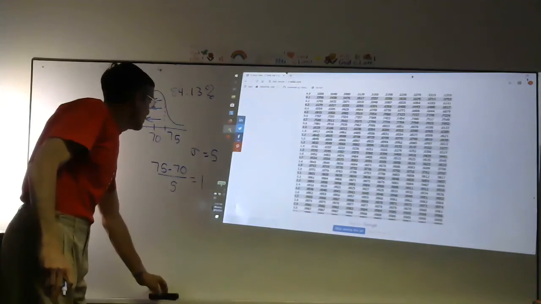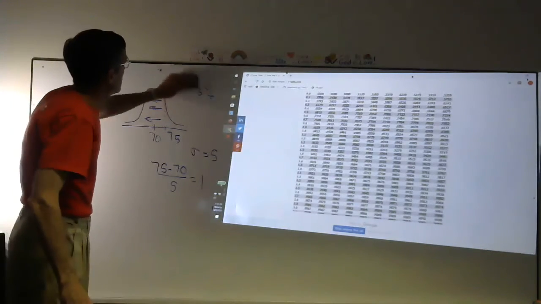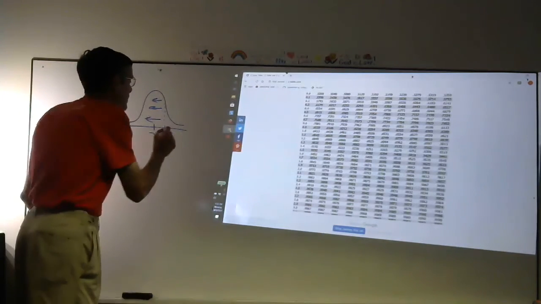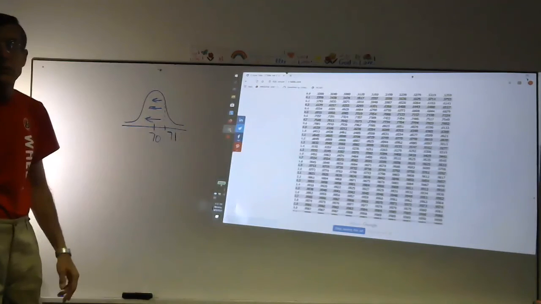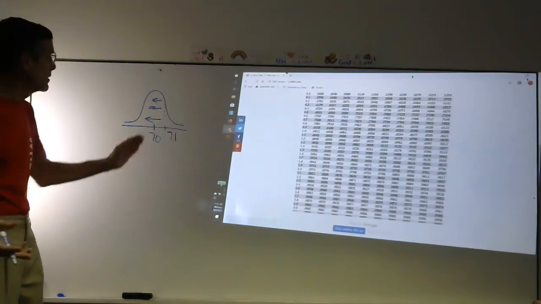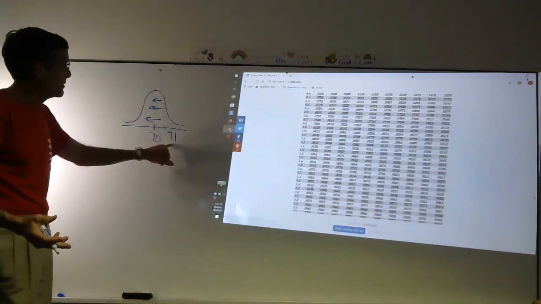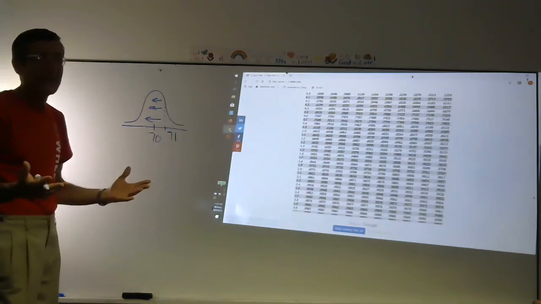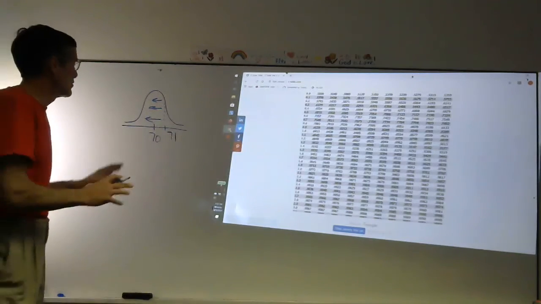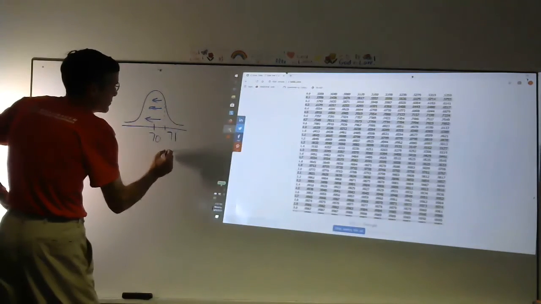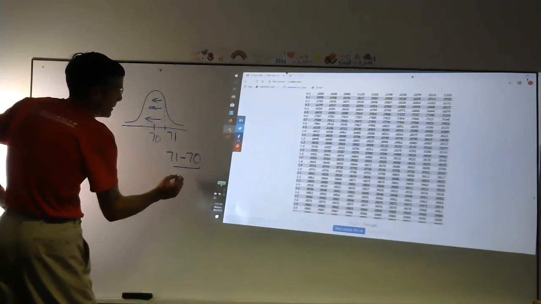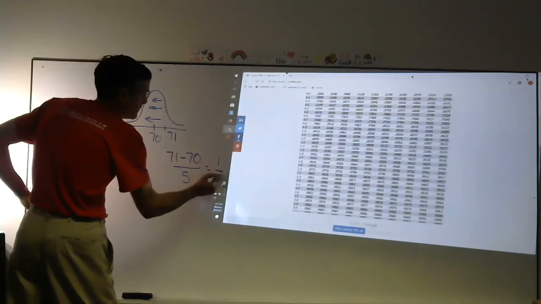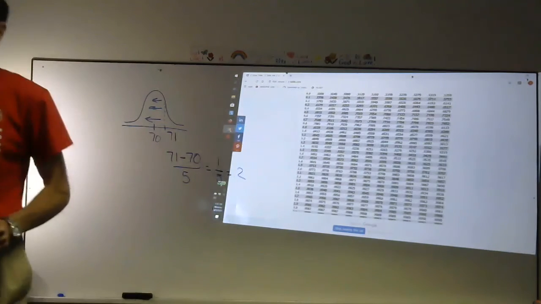How about if I said, what percentage of cars can stop within 71 feet? Now, because this is dead in the middle, you would think stopping within 71 should be reasonably close to 50%, right? But we'll see, okay? So let's check it out. This would be 71 minus 70 all over, it was 5, wasn't it? Is 1/5 or 0.2.